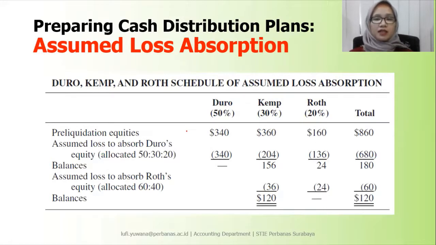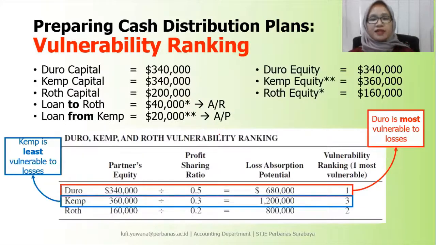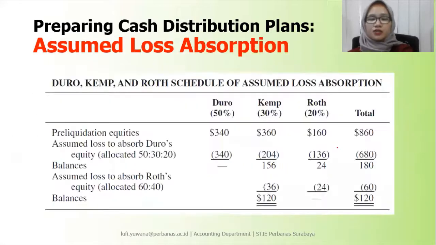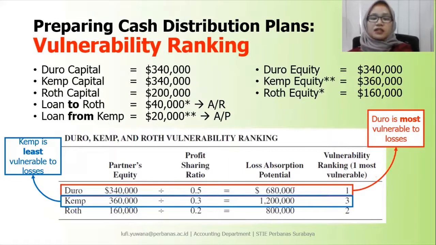I think that this amount would not be a problem for you because we have discussed before, in the previous slide, where this amount comes from. The second line of this schedule would be the assumed loss to absorb Duro's equity. Why should this be Duro's equity? Because based on the vulnerability ranking that we have decided before, Duro is the most vulnerable to losses compared to the other partners. That's why it should be first in the absorption related to the assumed loss. So here we use the total amount of 680. It comes from the amount assumed as the loss absorption potential, the 100% version of Duro's equity.